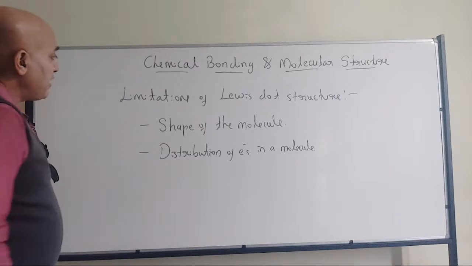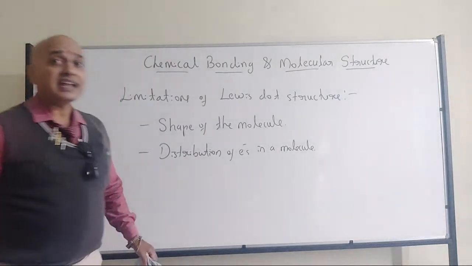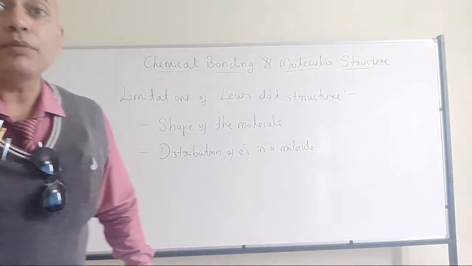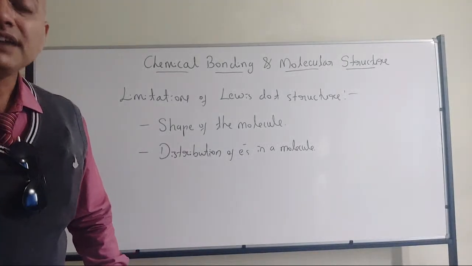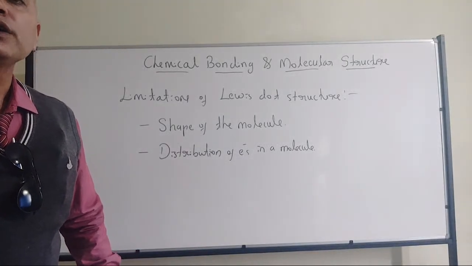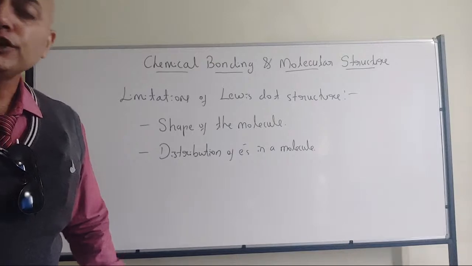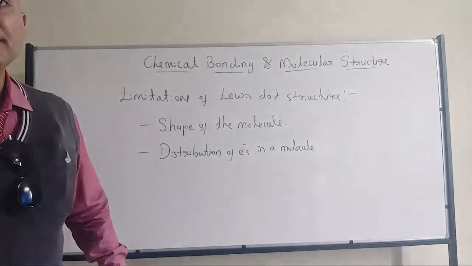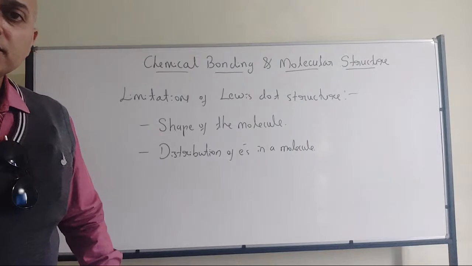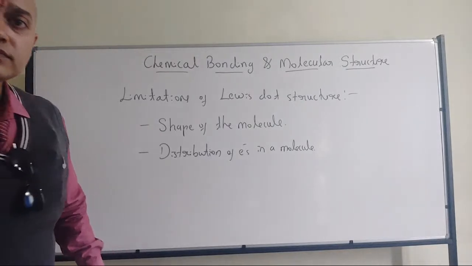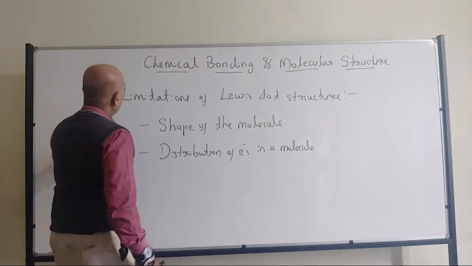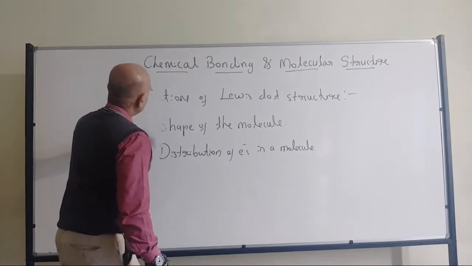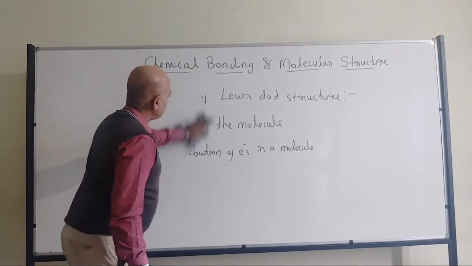So that's where we have the major limitations, or even we can tell how exactly bonding has been done. Even that information is not given by Lewis dot structure, which will be further explained by hybridization and all. Okay, any doubt? So that's where we have the limitations of Lewis dot structure.